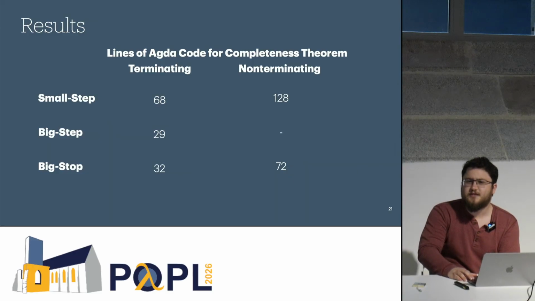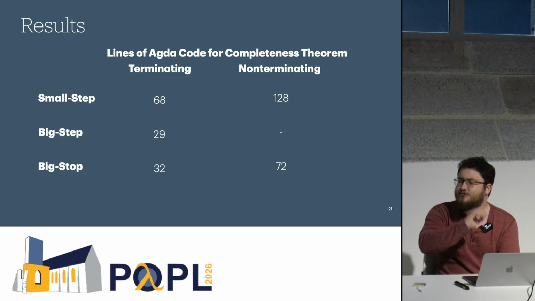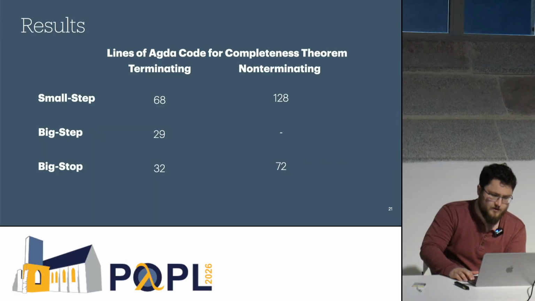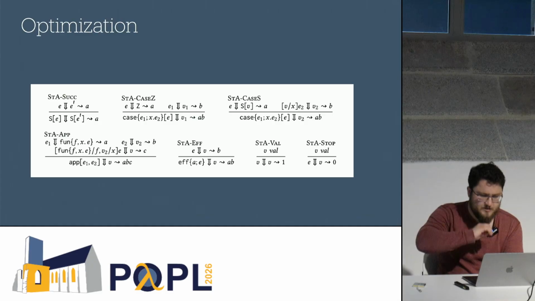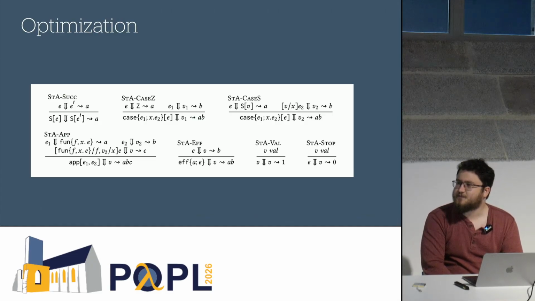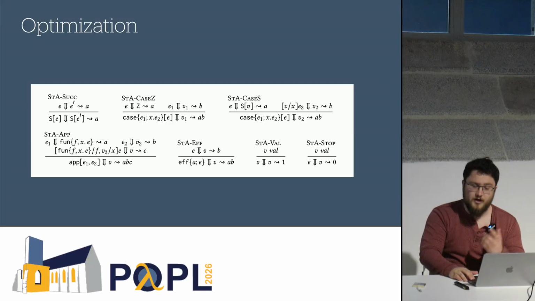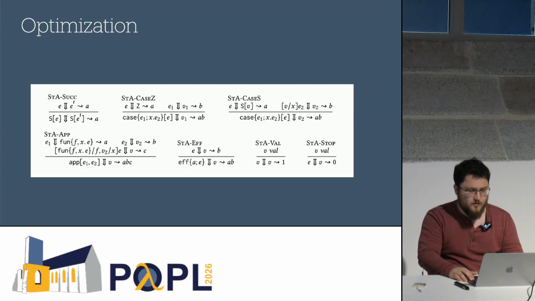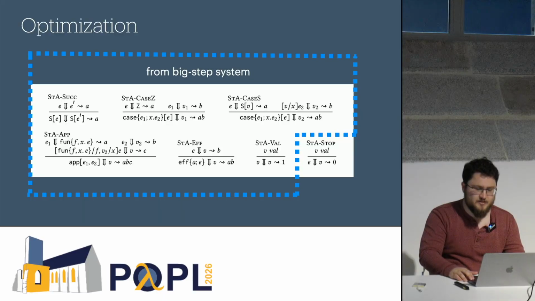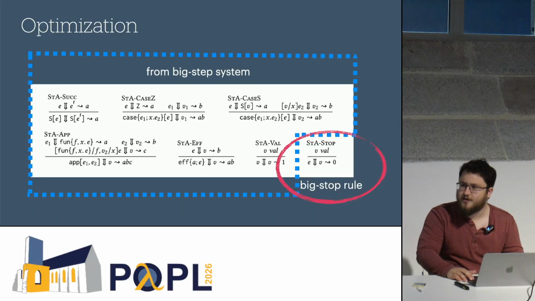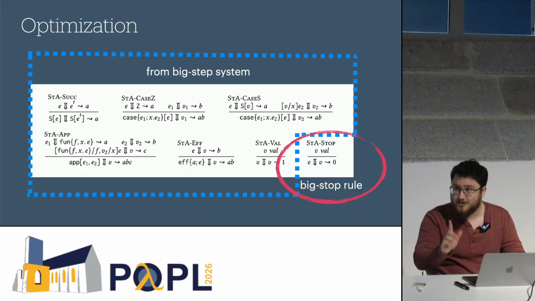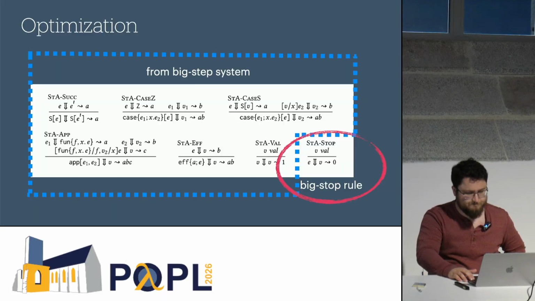And this is because we used that schema, which breaks down into many different rules that we now need to cover. But in the paper, we also show you can optimize big stop semantics to require just one new rule. So here's an example where all of these rules are from the original big step system, and this single simple rule here is from big stop. And this is just a single simple rule, not a rule schema.